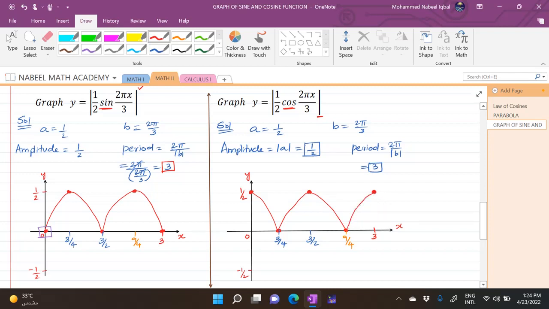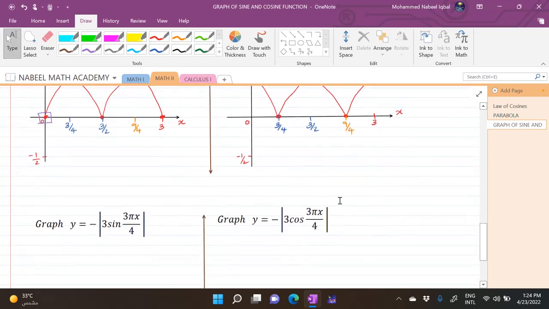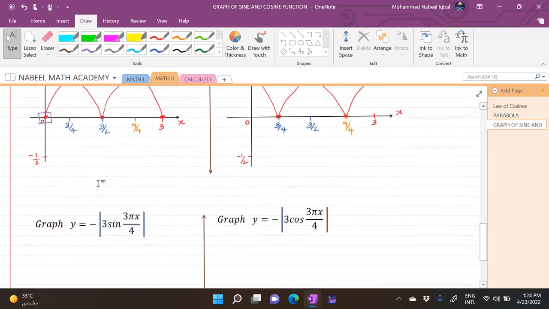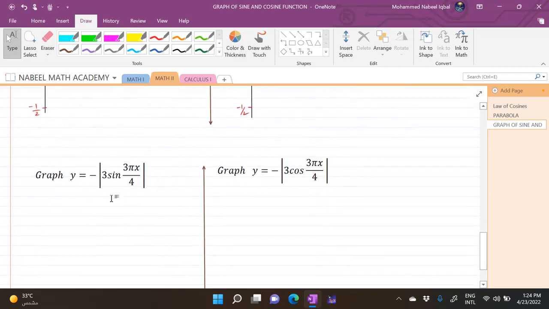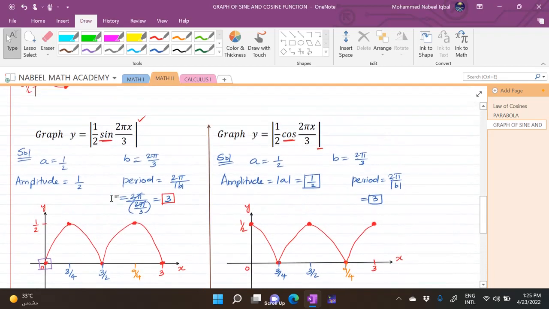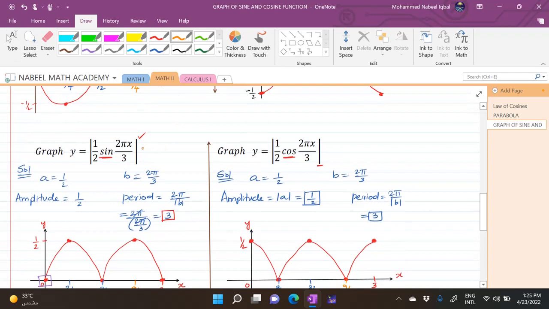So this is the cosine absolute function. Now here we will have a minus. What is the difference? We will have the minus outside the absolute value. If it is given like this, it is going to be the same. Suppose the same function is given as minus half sine 2 pi x over 3. It means that it is the same, because the minus is inside the absolute value.